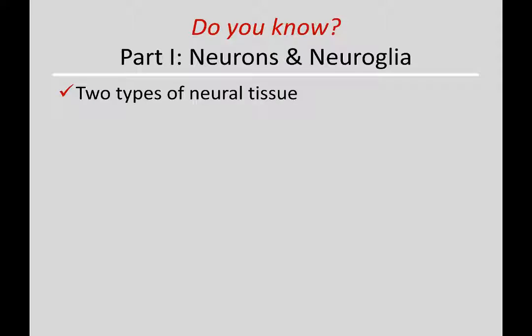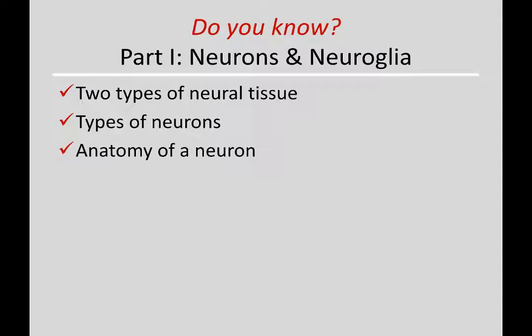So for part 1, the 2 types of neural tissue: a neuron and neuroglia, either conducting electricity here or some sort of support cell. The types of neurons: we have sensory, also known as afferent. Motor, also known as efferent. And then we have interneurons, they're just kind of in between ones. The anatomy of a neuron, and we're dealing with just a motor neuron, we would have the cell body with the nucleus, dendrites radiating out, axon, and axon terminals where the neurotransmitters are found.